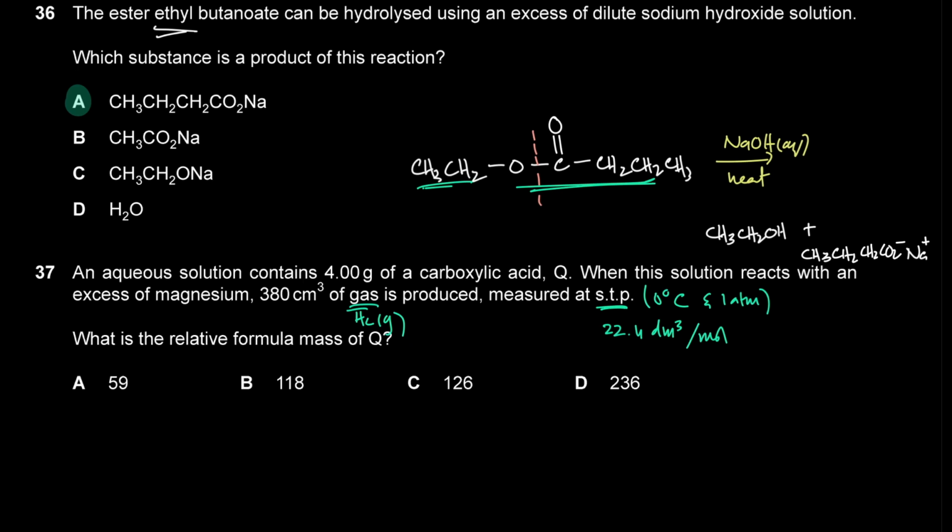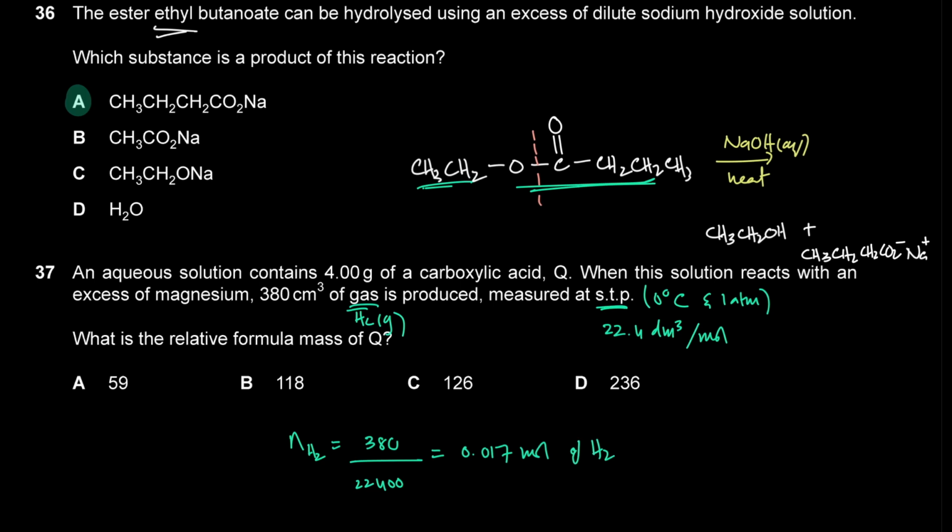So the first thing we can do is find the number of moles of hydrogen gas. The number of moles is the volume, that's 380 cm cube, divided by the molar volume. In this case, we're not going to use 24,000 cm cube, we're going to use 22,400 cm cube. So how many moles do we have of hydrogen gas? 0.017 moles of hydrogen gas.